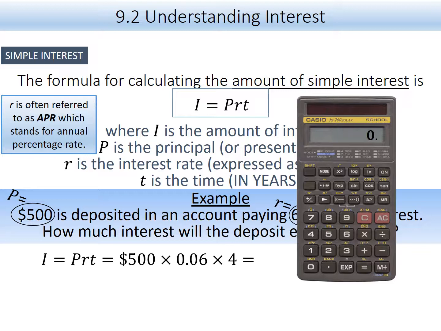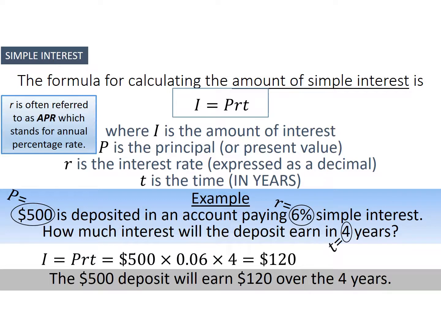And do the calculation. So do 500 times 0.06 times 4 equals, and you get 120. So the $500 deposit will earn $120 over the 4 years.